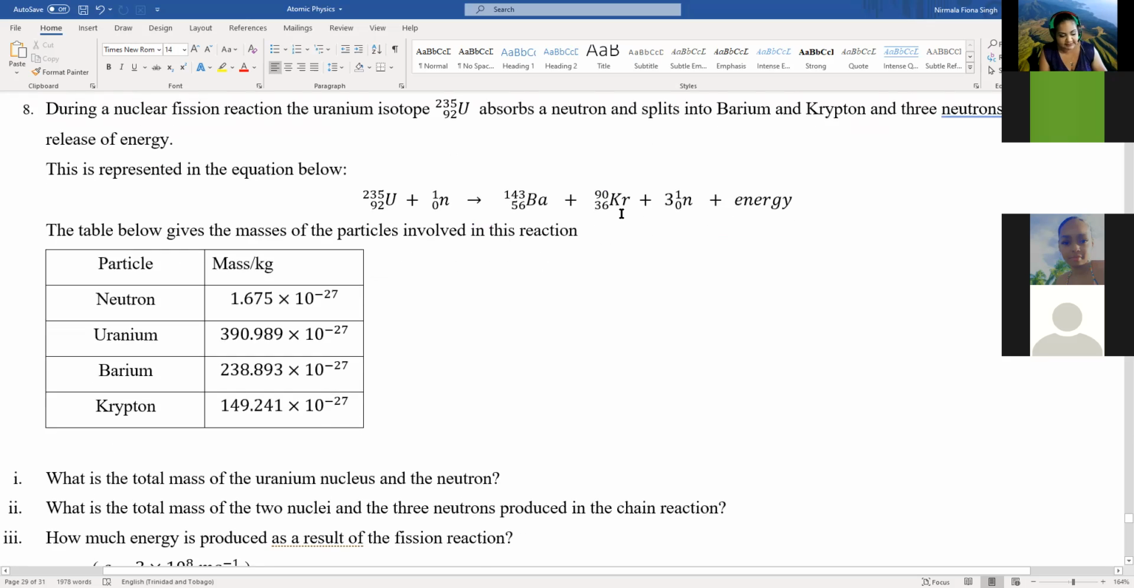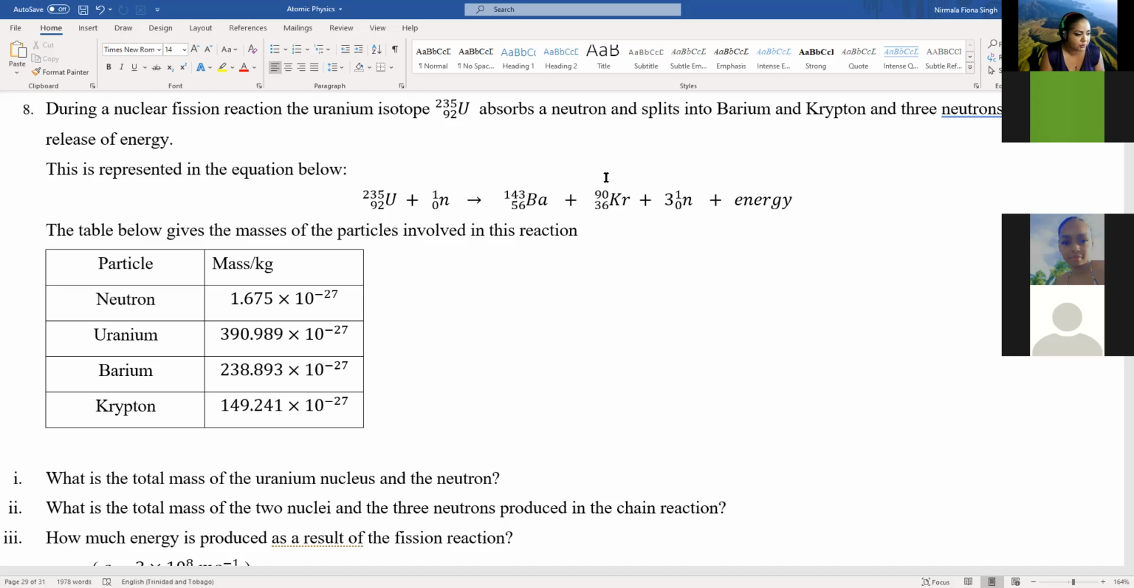Okay, this is the one I wanted to show you all how to do, because here's the next question in the handout. During a nuclear fission reaction, uranium isotope 235, 92 uranium, absorbs a neutron and splits into barium and krypton and 3 neutrons, as we've done in the notes in class last day, with the release of energy. This is represented in the equation below. So we have 235 absorbing a neutron. It breaks up into barium and krypton, and we get 3 excess neutrons going on to form our chain reaction.